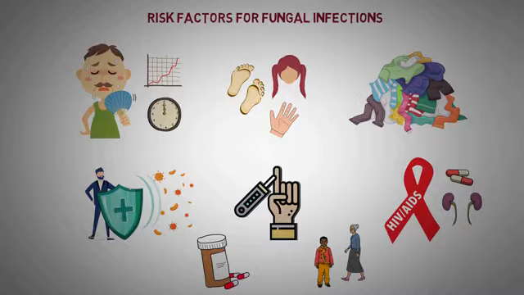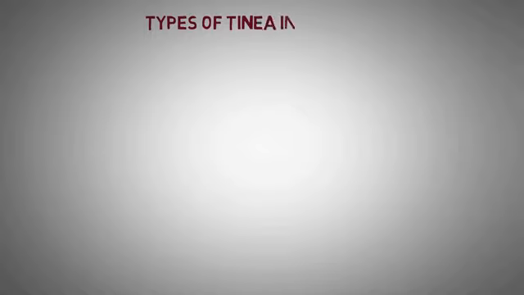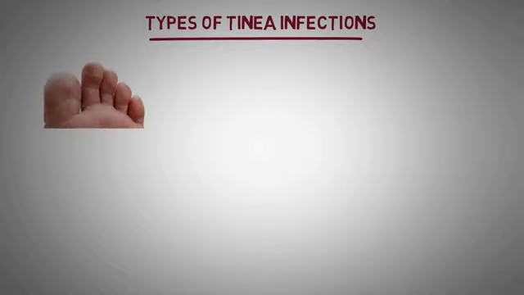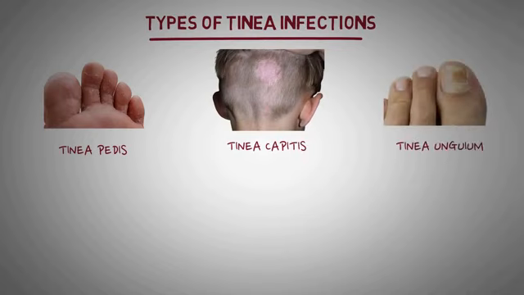Now let's talk about the different types of tinea infections. Tinea can be of various types depending upon the location of the infection on the body. Most common infections include tinea pedis, which is a fungal infection of the feet. We have tinea capitis, which is a fungal infection of the scalp. Tinea unguium, which is a fungal infection of the nails.